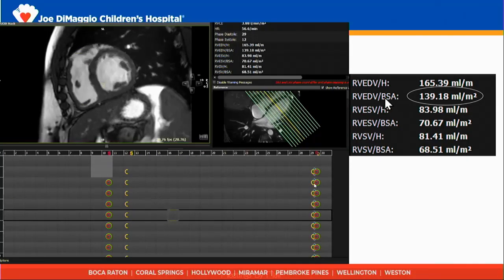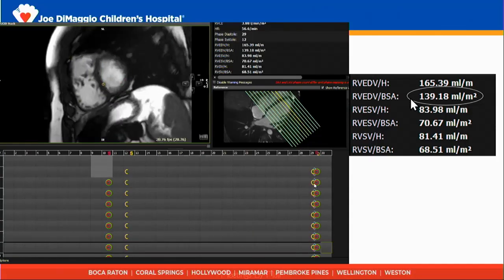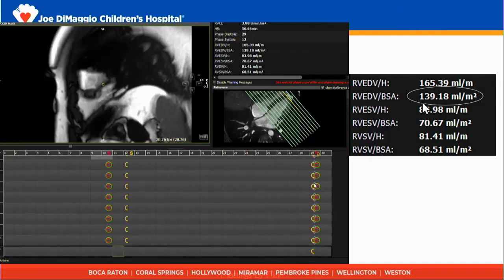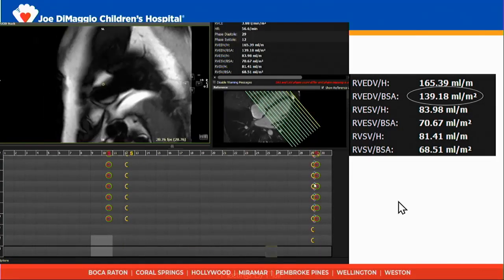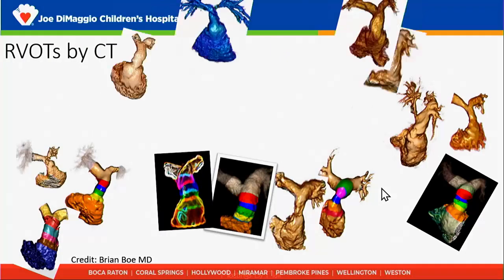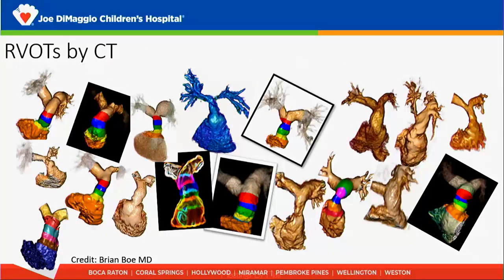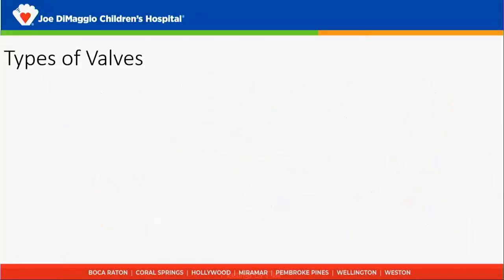So you can see here that the indexed RV EDVI is, in this case, moderately dilated, so it can plan your surgery or procedure accordingly. Now, getting a CT is also very important because, as you can see here with these 3D reconstructions, RVOTs are like snowflakes. Not any two are exactly alike. And that matters when you are deciding which valve to use.